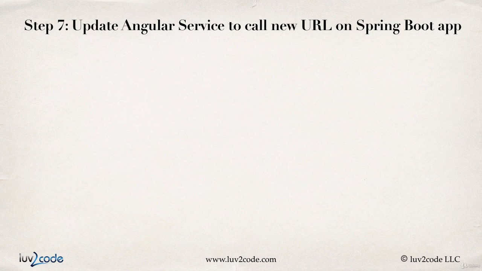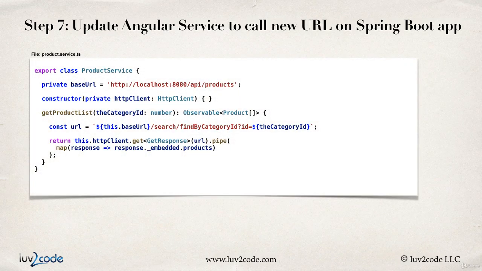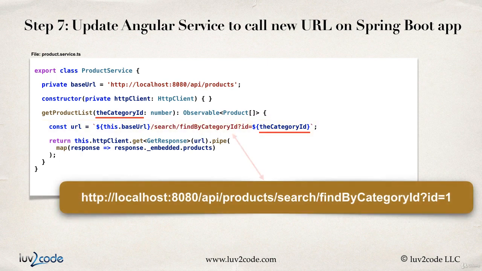All right, in our final step here, step 7, almost done, we need to update the Angular service to call the new URL on our Spring Boot application. So here's our product.service.ts. We have our base URL. We have this method getProductList. We're going to add this new parameter here, the category ID. That's a number. And then we simply set up the reference here: base URL /search/findByCategoryId. And then we simply append the category ID that was passed into this method. So it'll give us an ID of 1, 2, 3, or 4 based on the parameter that we pass to this Angular method in our product service.